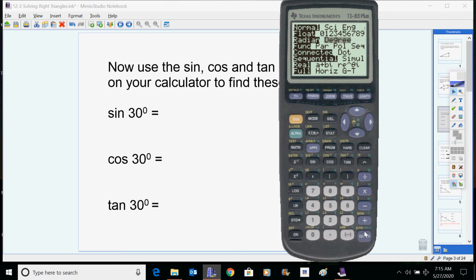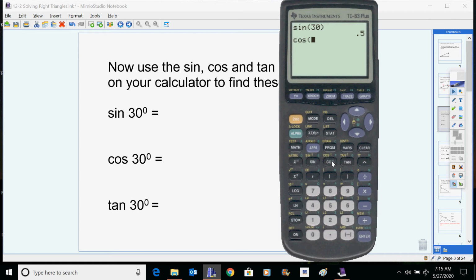Once you set it on your calculator, you leave it alone and it stays there. That's a good reason for you to have your own calculator. And we do 30, sine of 30, and we get our 0.5.